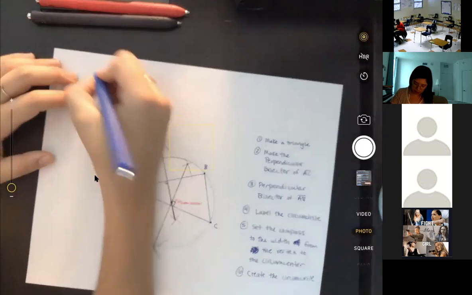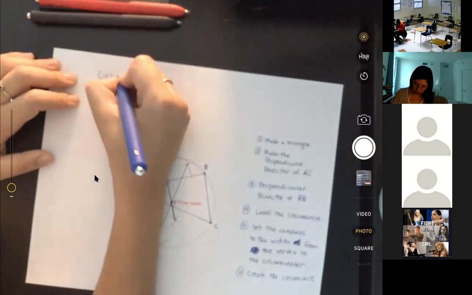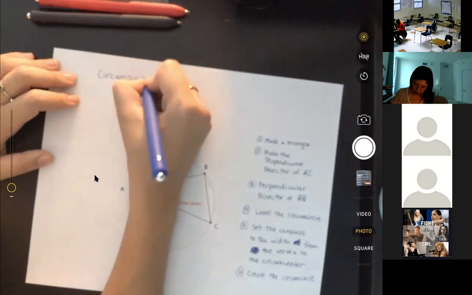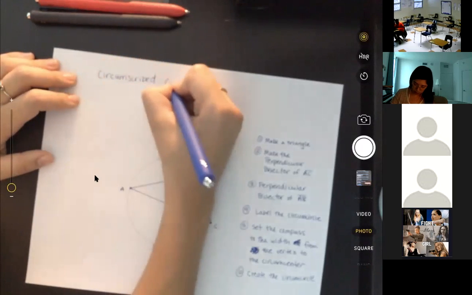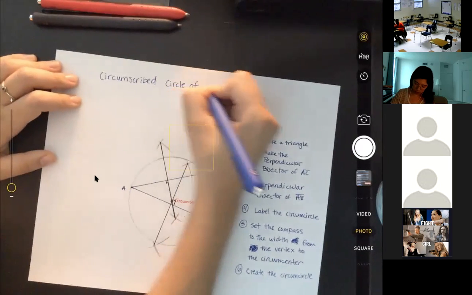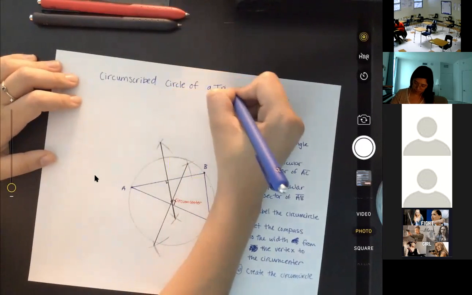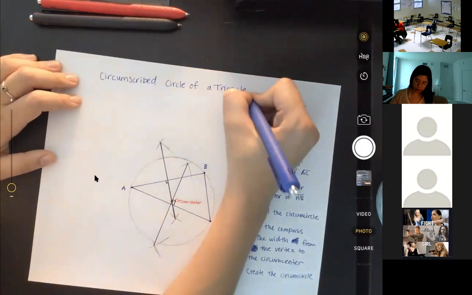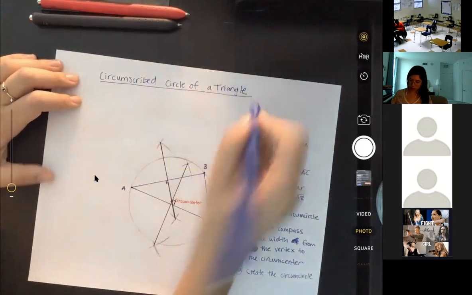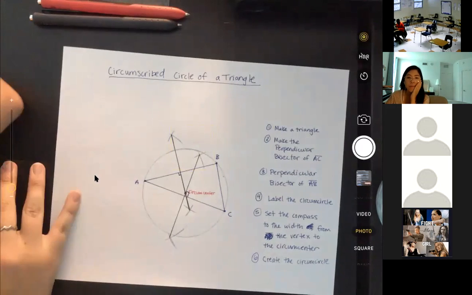And again, this is the circumscribed circle of a triangle. Circumscribed circle of a triangle.